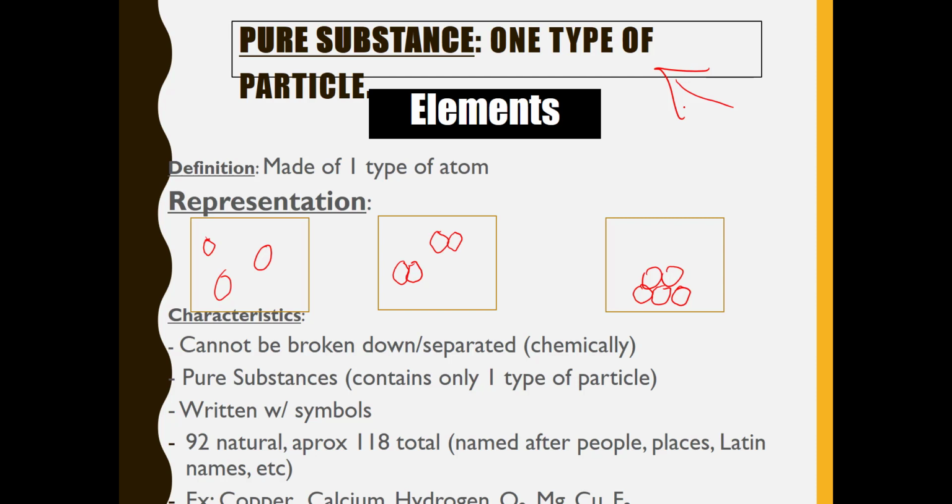There are actually 92 natural appearing elements. There's 118 in total. They are named after people, places, Latin names, etc. Examples of this: there's copper, calcium, hydrogen, O2, which is a diatomic, oxygen, magnesium, copper, and fluorine, also another diatomic. So these are the ones that are going to appear in twos. Those are the ones that always come in a set. They don't come individually.